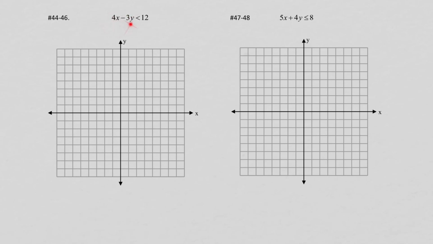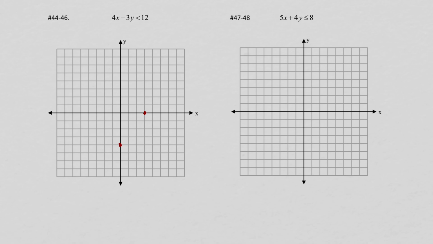Because both 4 and 3 go into 12, I'm going to use the intercept method. If I cross this out, 4x is 12, so x is 3. Let me draw a better dot. X is 3. If I cross out the x, negative 3y is 12, so y is negative 4. So on the y-axis at negative 4, I make a dot. Okay, because there's no equal sign, we're going to draw a dashed line.